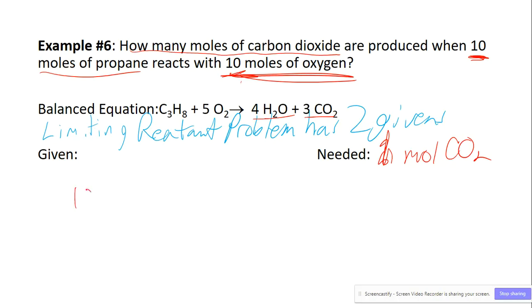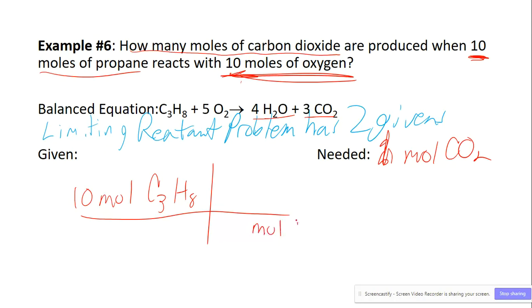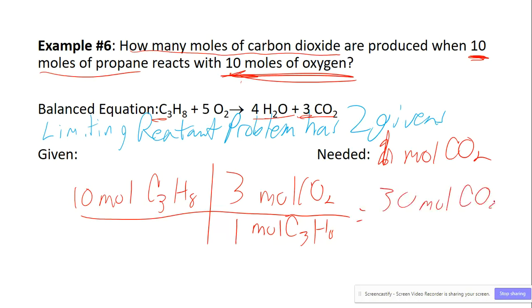So the two givens are, one is the 10 moles of the one reactant, C3H8. So we'll figure out how that'll go to carbon dioxide. So moles of C3H8 will go on the bottom, and moles of CO2 will go on the top, and we get this mole to mole ratio from the balanced equation. So the CO2 has a 3, and the propane has an understood 1. So that means 30 moles of CO2 will come from the propane.